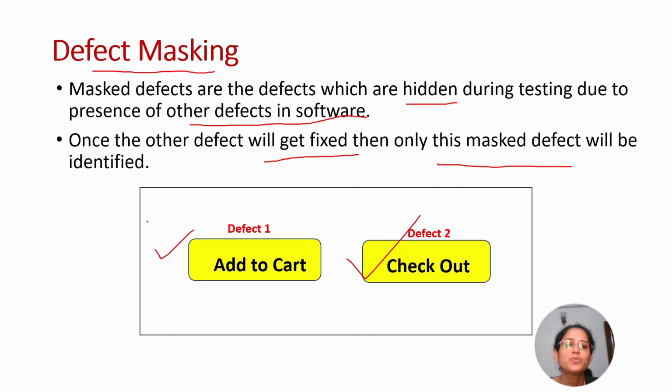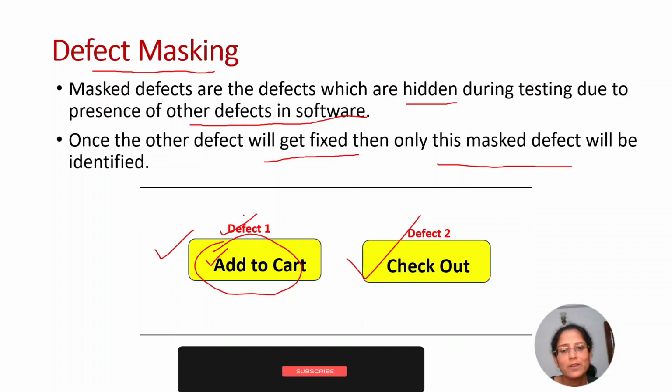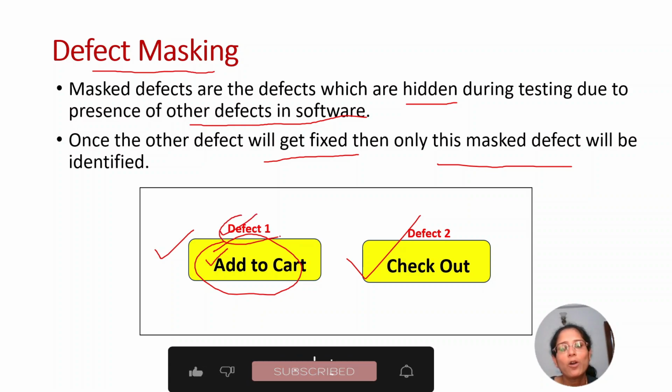Suppose I search for some product. Now I am trying to add that product to the cart by using this add to cart button. But what is happening is this add to cart button is not working for me. So there I found this defect one. Since this add to cart button is not working, this is defect one.